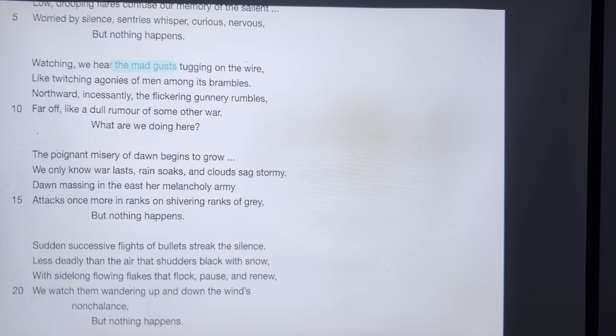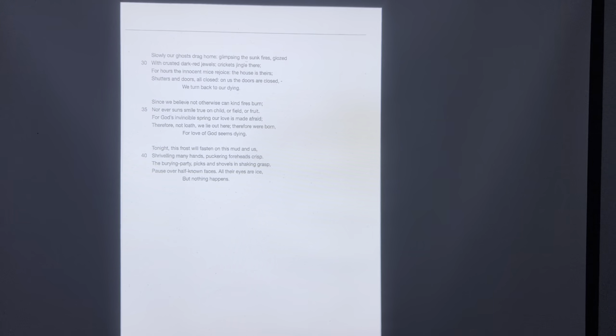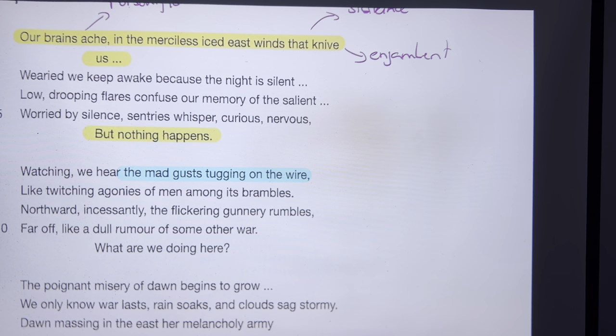And then, guys, "the mad gusts tugging on the wire." Then if you want to, guys, you can use the constant repetition of "nothing happens." And the last quote, guys, is this quote over here. So let's go through, guys. "The mad gusts tugging on the wire."